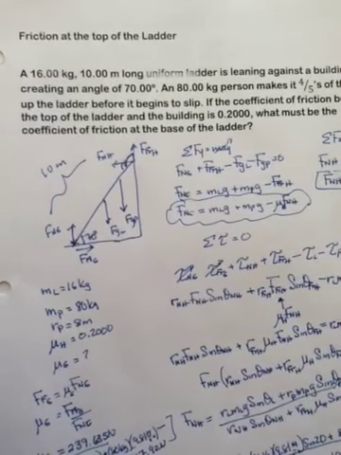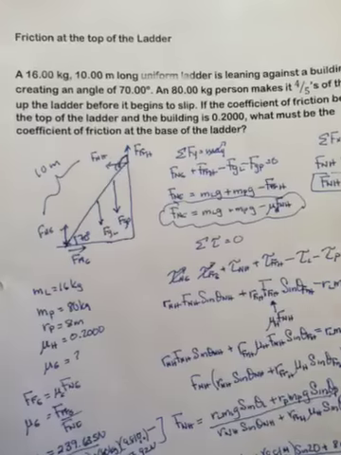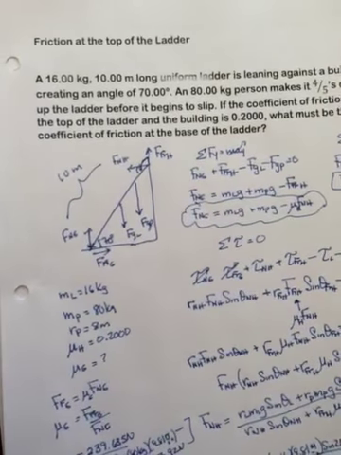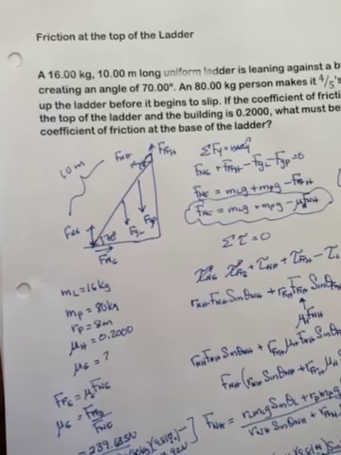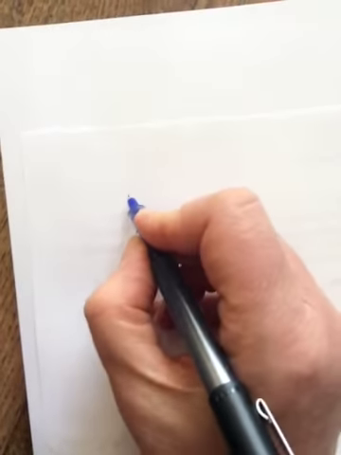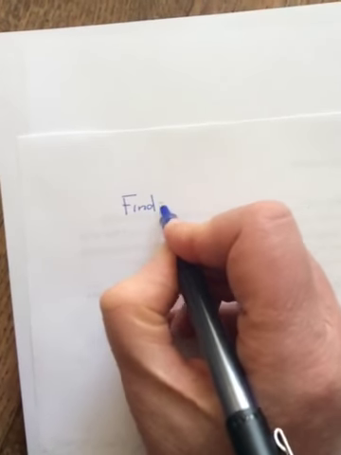But on that being said, on the more torque question sheet, number 7 has a friction at the top of the ladder. So if you want to give it a shot, do. The answer's there. What I'd like you to work on for sure, whether you do that one or not, is another one, find the mass, okay?